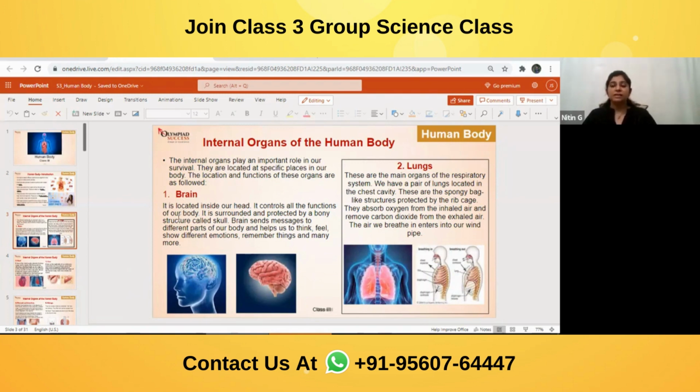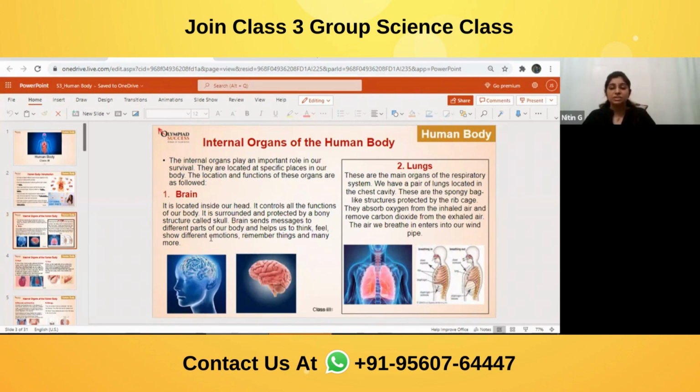First of all, we will study the brain, which is inside the skull. The brain is inside the skull. The skull covers and protects the brain from any shock or injury. It is located inside our head. It controls all the functions of the body. We all know that the brain controls all the functions. It is surrounded and protected by a bony structure called the skull.